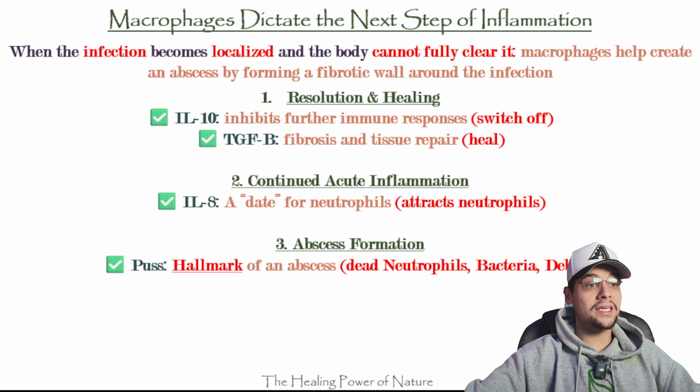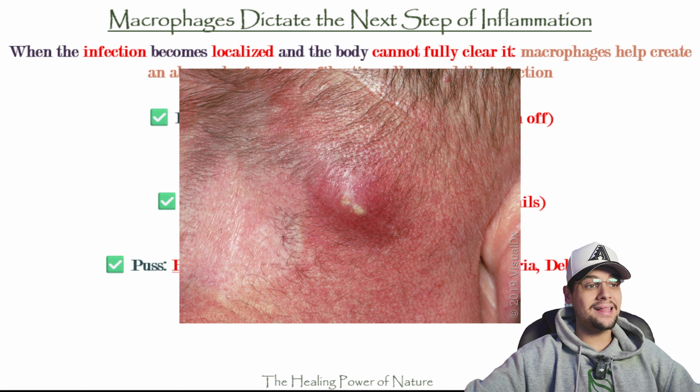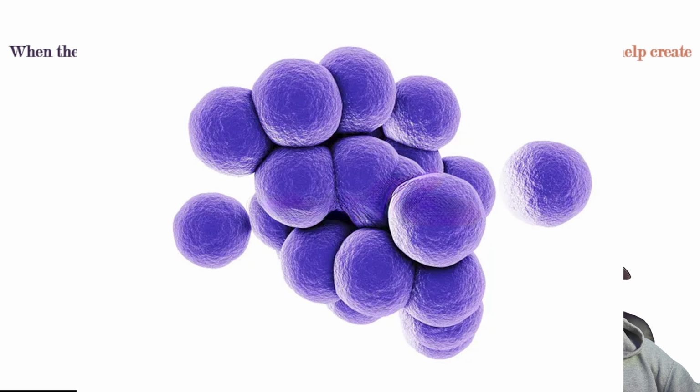The macrophages play a key role in creating the fibrotic capsule that surrounds the abscess, isolating the infection from the rest of the body. Pus is neutrophils and a walled-off abscess. An example is Staph aureus. This infection often leads to abscess formation.